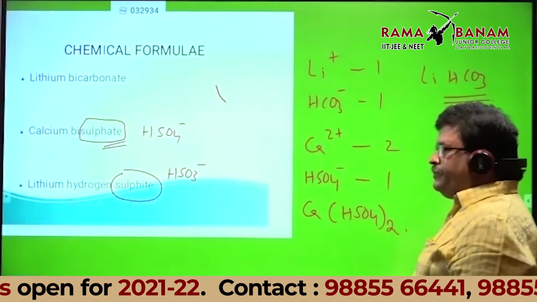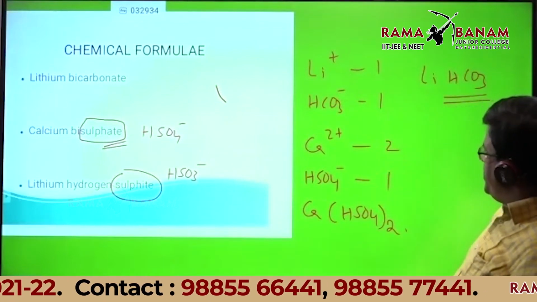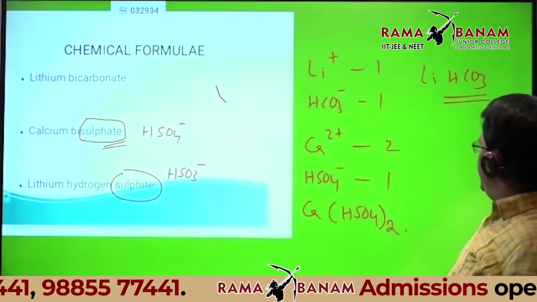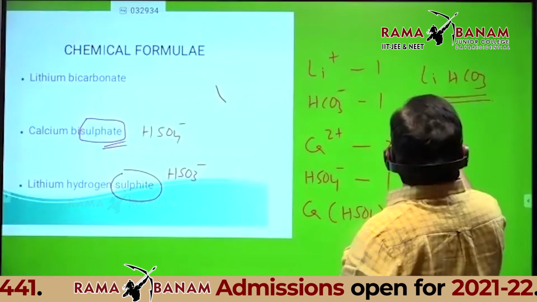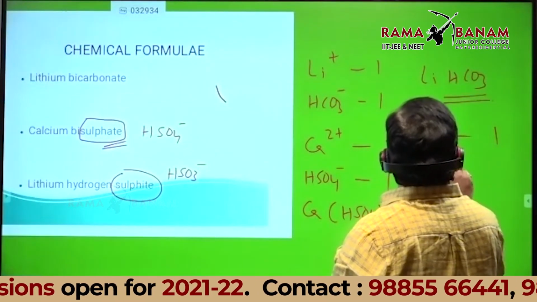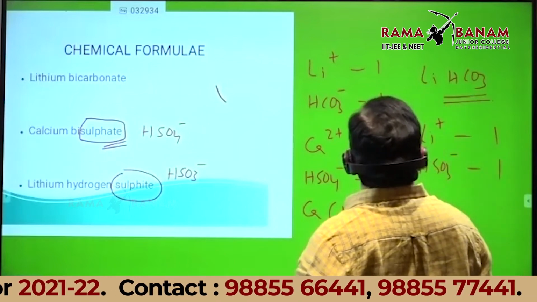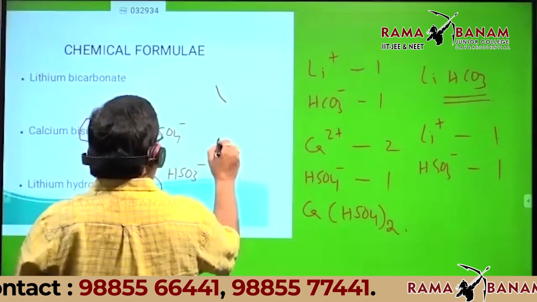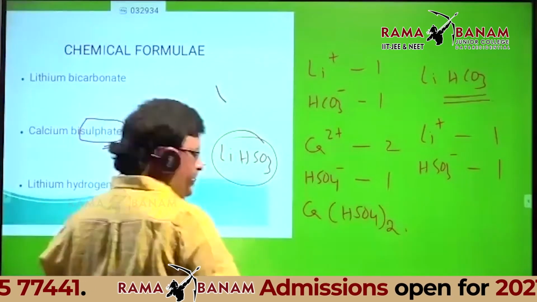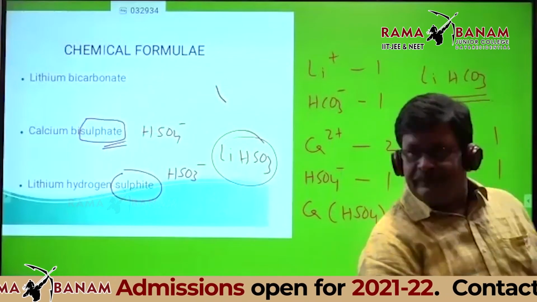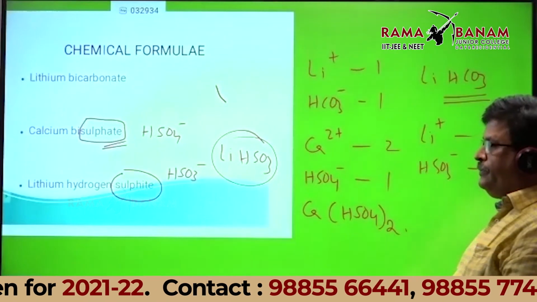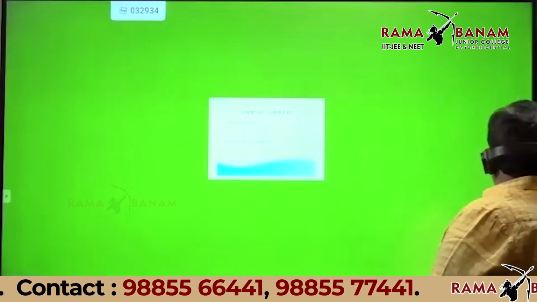So you should know the difference between sulfate and sulfide. So lithium hydrogen sulfide. Lithium ion is Li plus. Hydrogen sulfide is HSO3 minus. So both are monovalent. So the formula is LiHSO3. Any doubt? No, sir. Can I go to the next board? Yes, sir. Very nice. See this one.